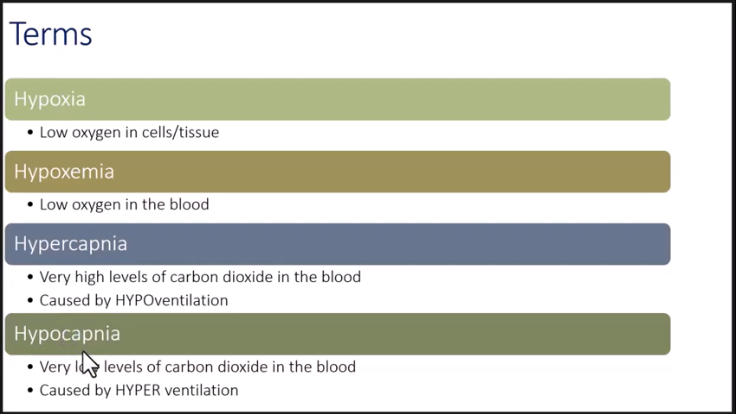Opposite to that is hypocapnia, very low levels of carbon dioxide in the blood, and this occurs in states of hyperventilation, breathing much faster than is considered a normal rate of breathing. And the reason it causes hypocapnia is because you're breathing off too much carbon dioxide, and we do need to have some present within the blood.